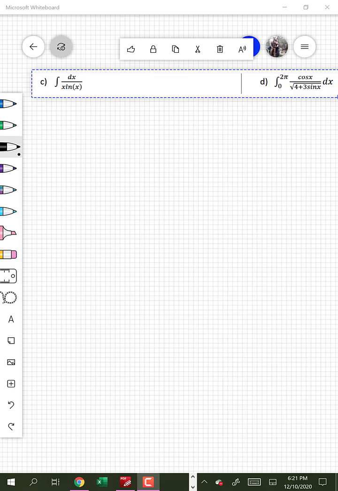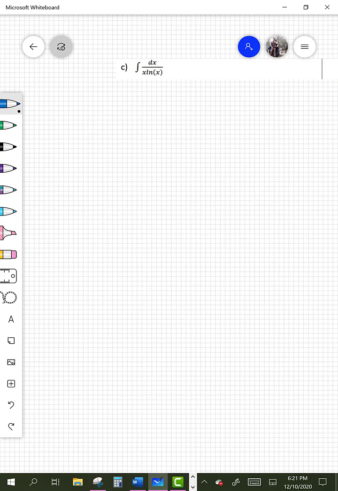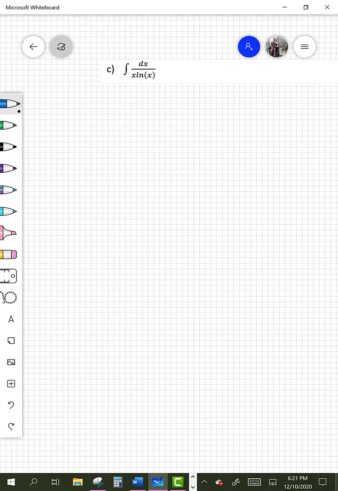We have 2c and 2d. 2c says find the antiderivative, the integral of dx all over x natural log of x. Again, we don't know how to integrate this. If you have a natural log in your integral, that's usually what you're going to choose your u to be. So we choose u to equal the natural log of x. Take the derivative of both sides, and we get du equals 1 over x dx. Multiply both sides by x, and we get dx is equal to x times du.